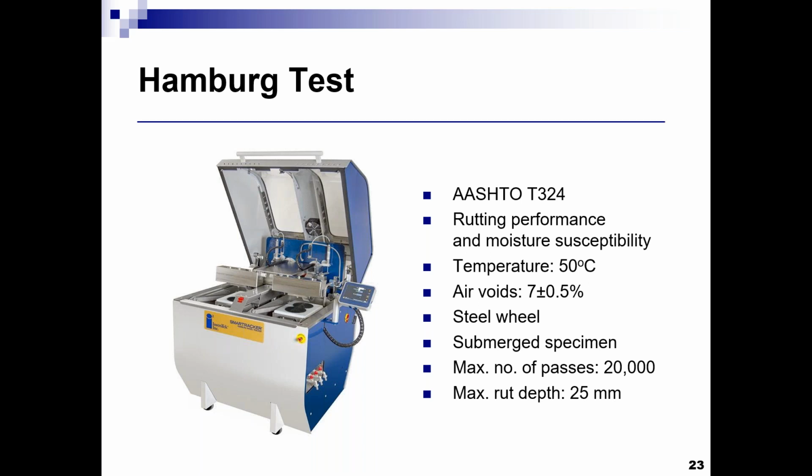This is a picture of our Hamburg wheel tracking device. In this device, we're applying a steel wheel on the asphalt mixture, and we look at the rutting accumulation. This test is conducted underwater, and the temperature of the water is maintained at 50 degrees centigrade. The air void of the asphalt mixture is 7%, and we apply 20,000 passes up to a maximum rut depth of 25 millimeters. Now, this number of passes means that you're going to have 10,000 cycles times 2 passes. That is how you get the 20,000 passes. These are the triggers for the device to stop the test, and the test will continue until you reach these values, or if you have irregular deformation between the two specimens, the test may also be stopped.